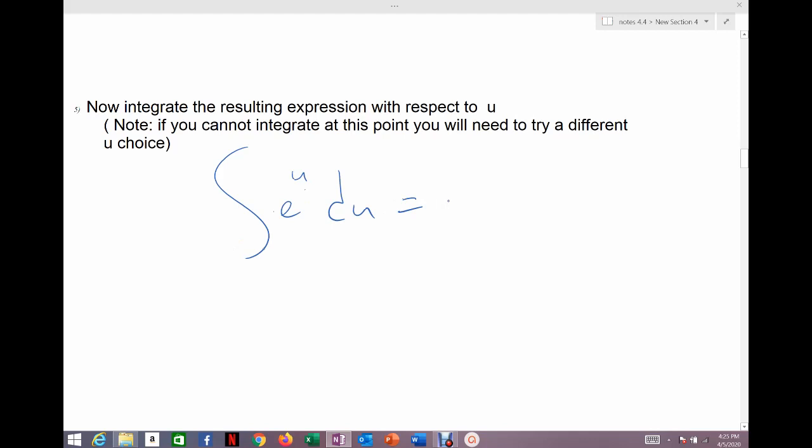Again, if you can't integrate, it means you missubstituted or messed up your derivative in some way. So at this point now I can use my integral rules, right? The antiderivative of e to the u is just e to the u plus some unknown constant. Alright, so the general antiderivative with respect to u is e to the u plus some unknown constant.